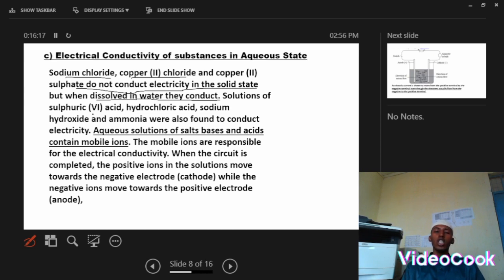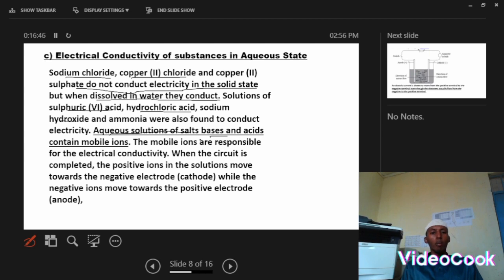They also told us that solutions of sulfuric acid, hydrochloric acid, and sodium hydroxide, and ammonia, which are bases, were also found to conduct electricity. An aqueous solution of a salt, base, and acid contains mobile ions. The mobile ions are responsible for electrical conductivity.